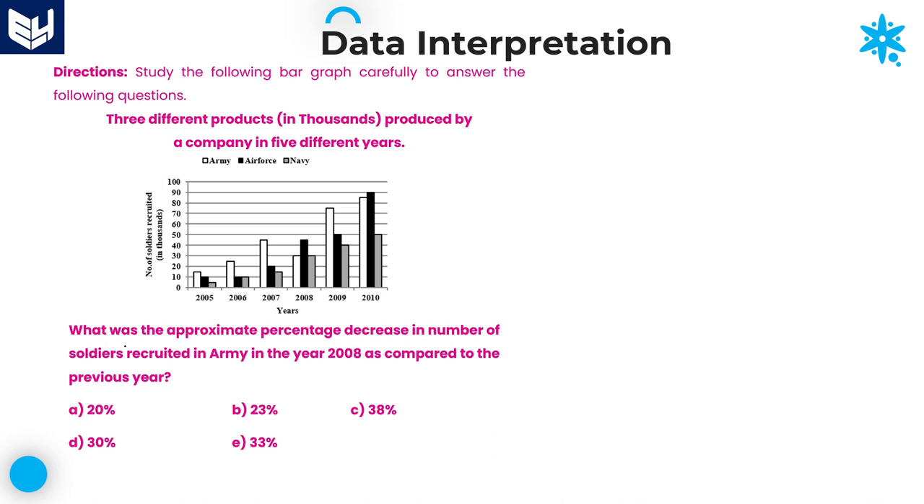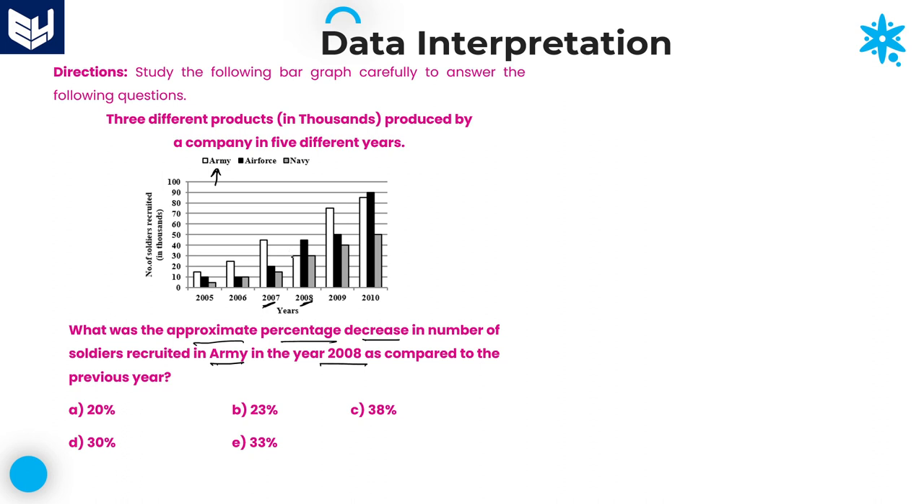Last question in this session. What was the approximate percentage decrease? Here we need to calculate percentage decrease, not the exact value, only the approximate percentage decrease, in the number of soldiers recruited in Army in 2008 as compared with the previous year. Here we are talking about Army candidates, which belong to the first category, the first bar.